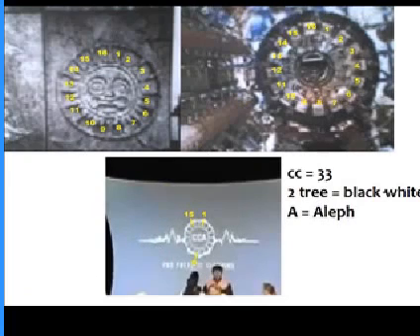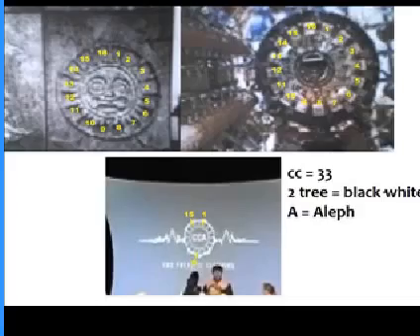Now, when we look at this logo right here, anyway, I think you can see it here. All right, so you see in the center here, it says CCA. Okay, CC is 33. Why is it 33? Why wouldn't it just be 3?